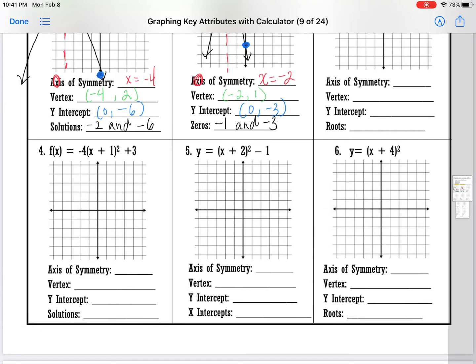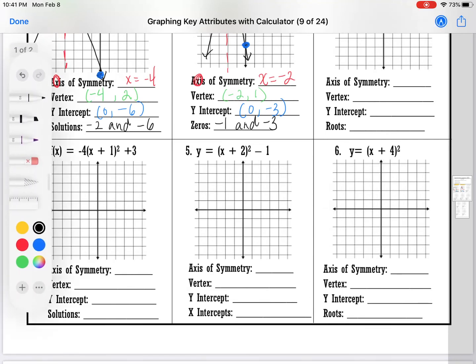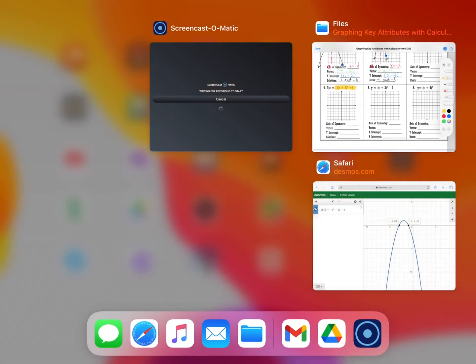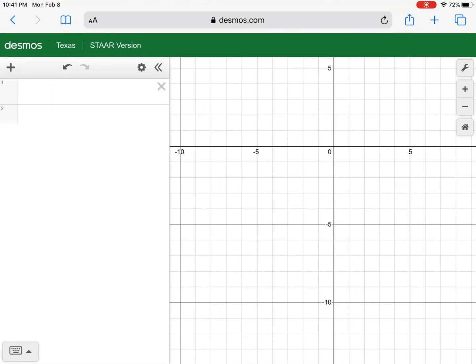Okay, the last thing I'm going to show you is number 4, because it looks different, but it's still the same. So in number 4, this form is called vertex form. What vertex form means is that you have parentheses. And I'll explain why it's called vertex form in just a second. So if you ever see an f of x, you can go straight to the calculator. F parentheses x equals.